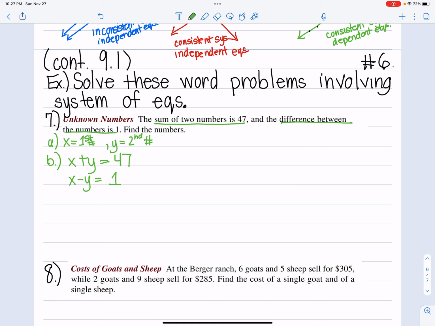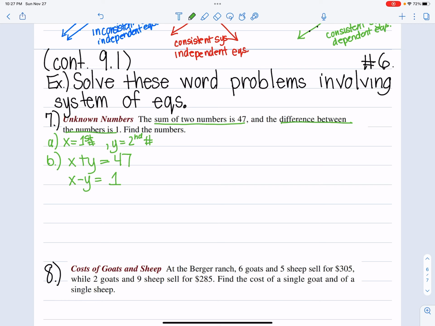That's what I have. I have defined my variable in part A. I have set up my system of equations in part B. Part C is now I need to solve. I don't care what method, because I don't tell you a certain method. Use whichever method you find easy. Both methods work here, substitution and elimination. But if I was doing it, I would do elimination. That's just me.